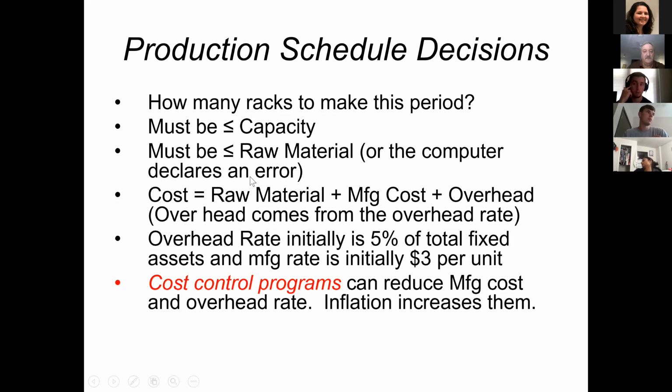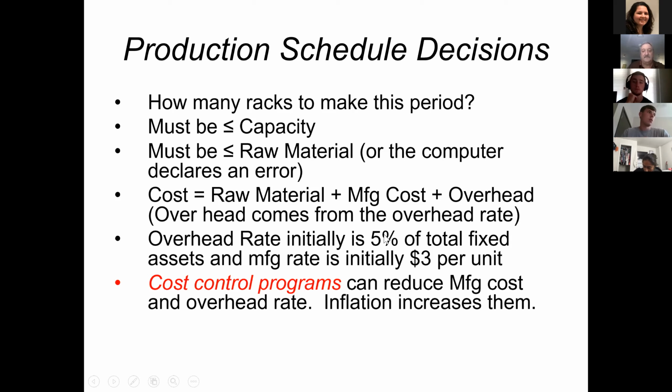Okay? So how much it costs you to build 1 CD rack is the raw material plus the manufacturing cost. Remember, that starts off at $3 a unit. It can go up or down depending on what you spend money on, plus the overhead rate, right? So the total cost is the raw materials times the number of units, plus the manufacturing cost times the number of units, plus the overhead that's charged on all of your assets.